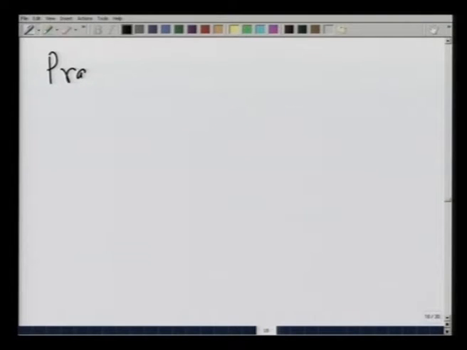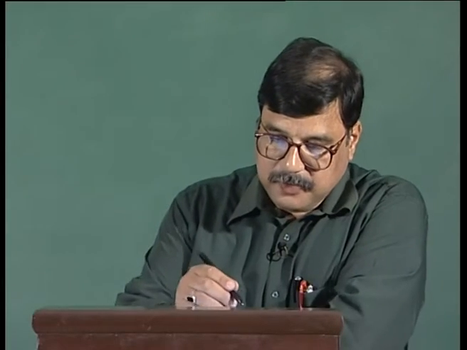Several examples of trusses that you see in everyday life are, for example, Pratt truss, which is like this.